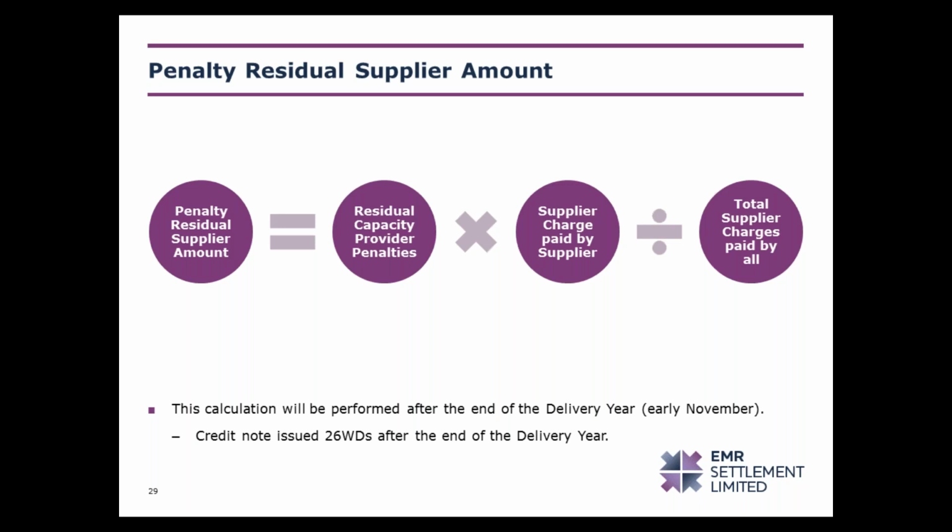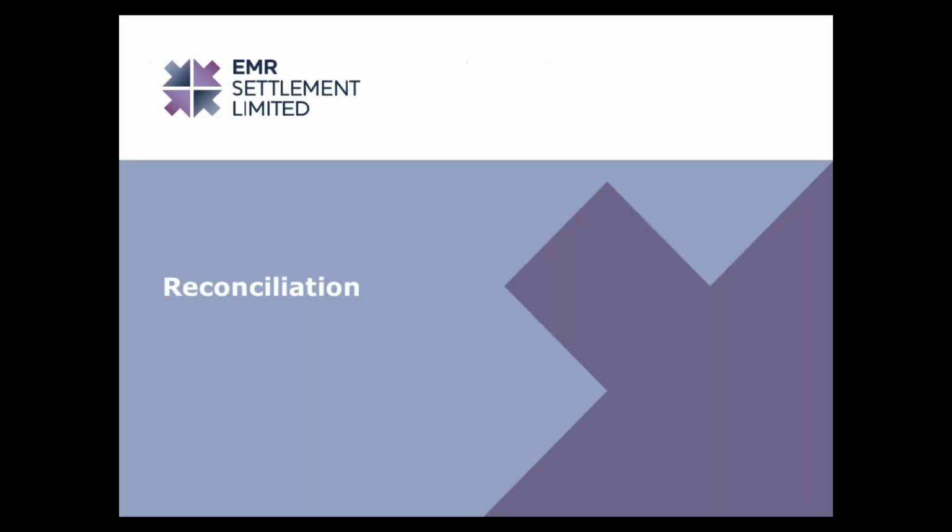So remember, because the delivery year starts in October, this won't be done until early November. And the credit note is issued 26 working days after the end of the delivery year. So don't need to worry about that quite yet. You've got over a year to go before you potentially see that on any invoice or credit note.